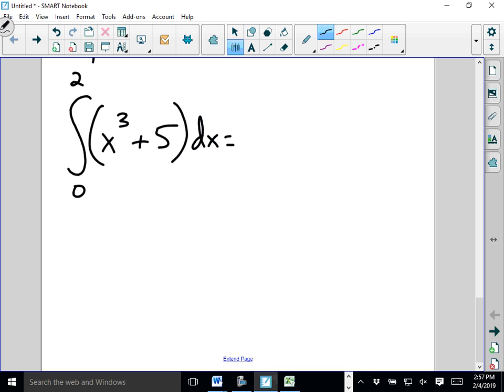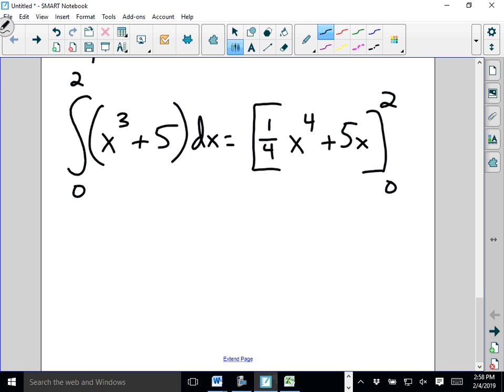All right, so once again, I want to come up with an antiderivative here. I'm going to do that antiderivative in brackets. So x cubed, I'm going to bump and divide. I'm going to bump this up to x to the 4th, and I'm going to divide 1 by 4, and I'm going to get 1/4. So I got 1/4 x to the 4th. Plus, well, it's a constant 5, right? When I do an antiderivative of a constant, I tack on x. So my antiderivative then is 1/4 x to the 4th plus 5x. And I'm going to evaluate this thing from 0 to 2.